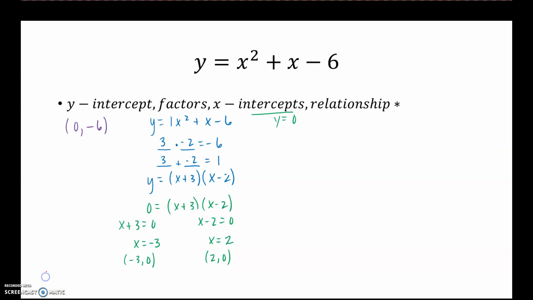Again, what's the relationship between my factors and my x-intercepts? The values are opposites of each other. So the factor is x plus 3. The x-intercept is x equals negative 3. The factor is x minus 2, so the x-intercept is positive 2. Okay, so those were the two questions on the check for understanding from the 20th of March.